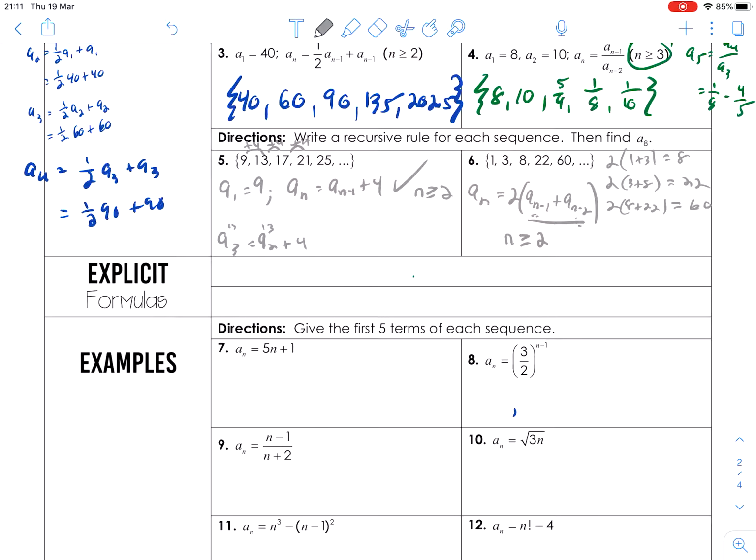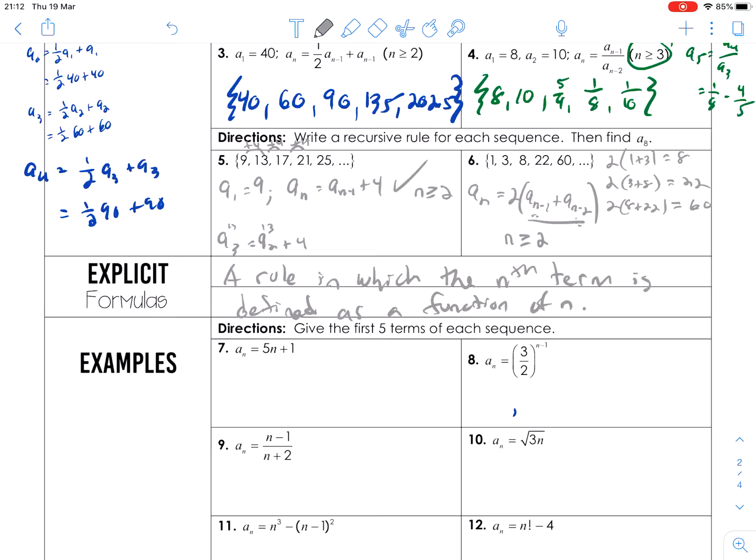So now let's go to explicit. Explicit is similar to a function, if not the same. So it's going to be a lot more familiar and hopefully easy for you guys. So an explicit formula is a rule in which the nth term is defined as a function of n. Yeah, sounds like a function.